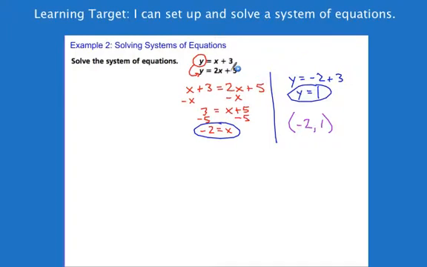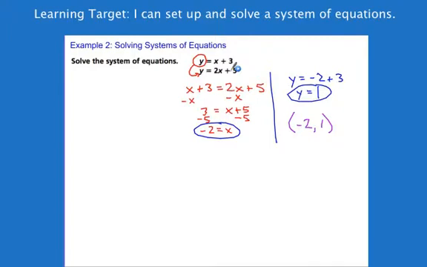Look at these two problems. Here, y is not by itself, and x is not by itself. So what I need to do is get one of those variables by itself so I can plug it in. So notice I have this x plus y equals 5. I'm going to go ahead and isolate one of those.